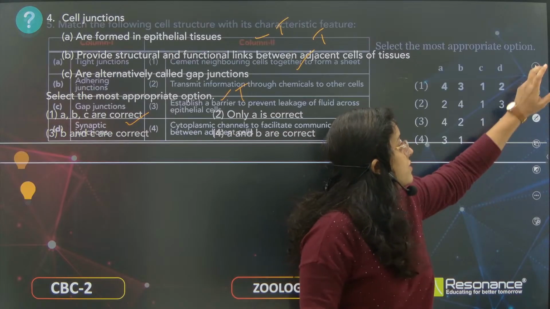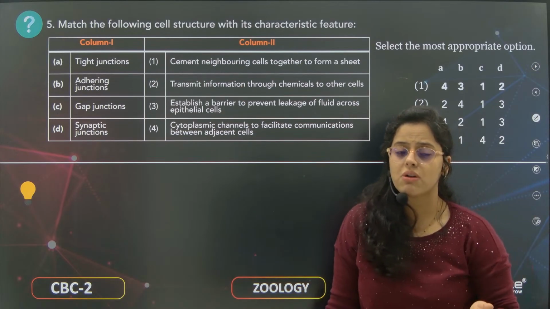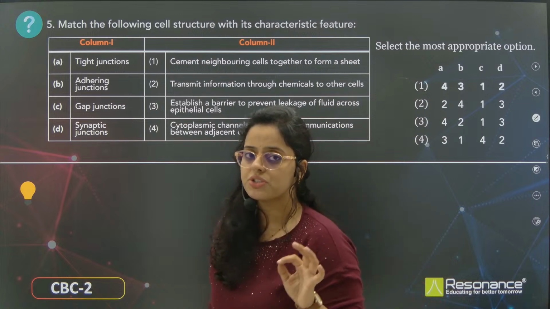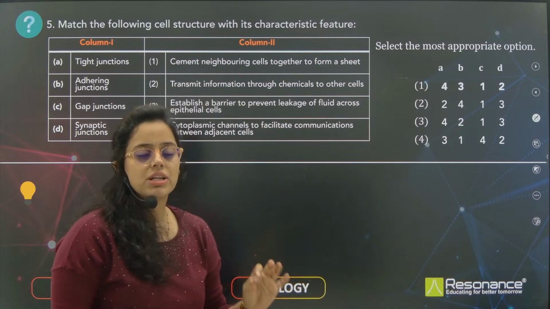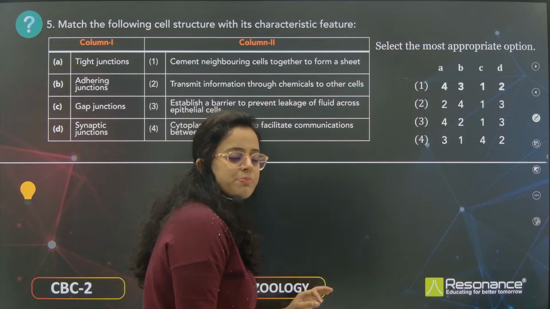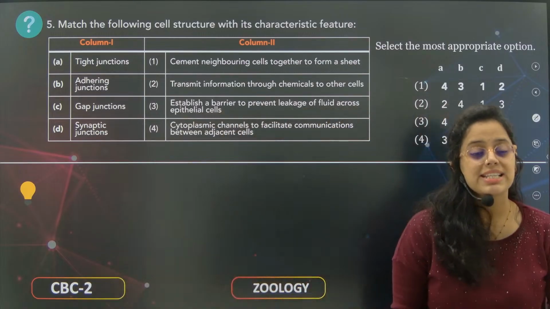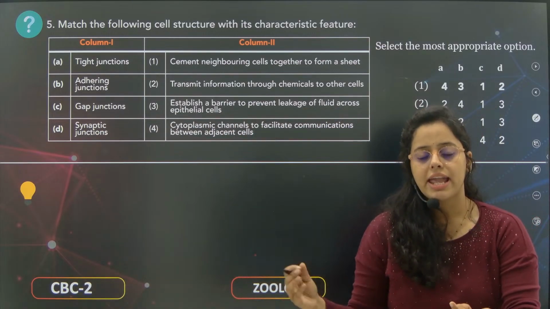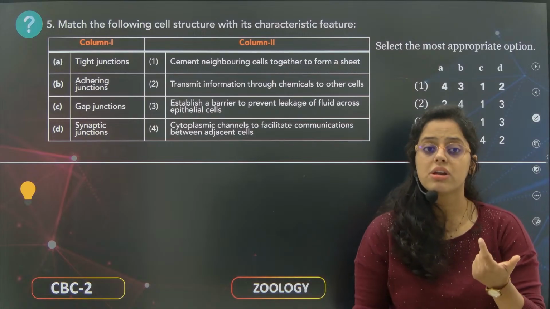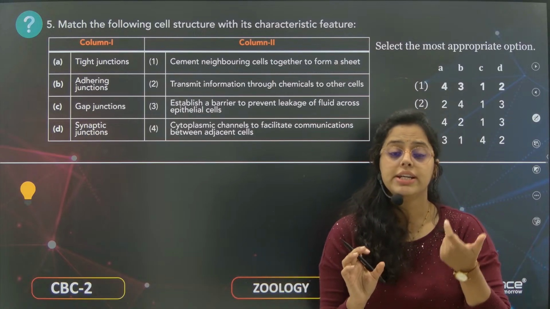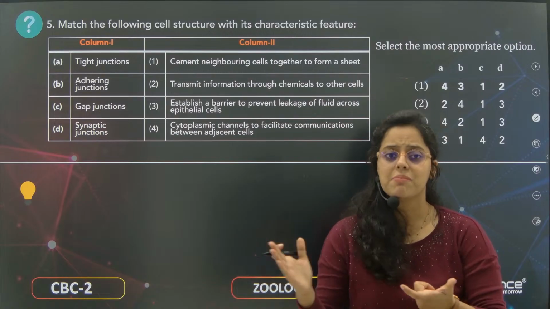Now coming to the next question, match the following. We need to understand the functions of the cell junctions we have learned about. Synaptic junction is present between two nerves, that is axon endings and the beginning of the dendrites, or both axon endings, or it can be present in the axon ending and muscle.